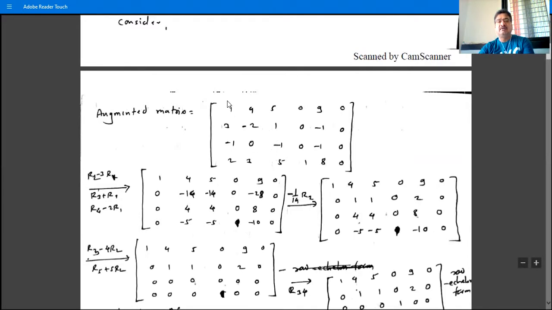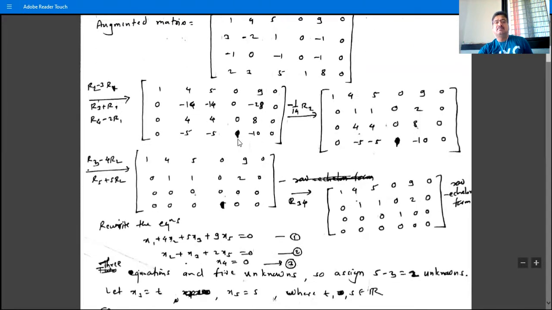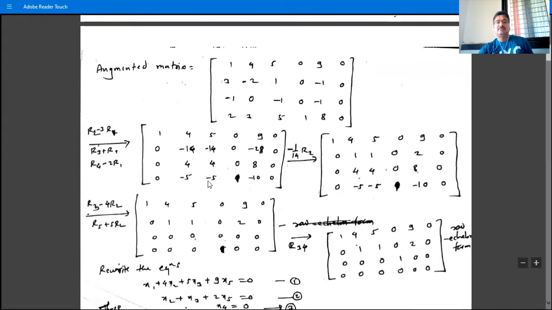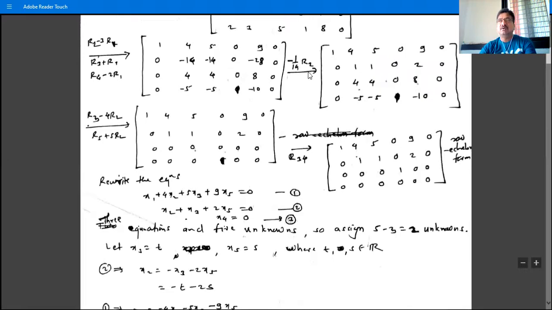In order to do that, we have to reduce this element to 1, but it is already 1. So reduce these three elements to 0. The operations are R2 - 3R1, R3 + R1, and R4 - 2R1. By using this 1, we reduce these three elements to 0. After these three operations, we have this matrix. Here we have -14, -14, -28, 4, 4, 8, -5, -5, -10. The first row stays as it is, and then the operation is -1/14 R2.